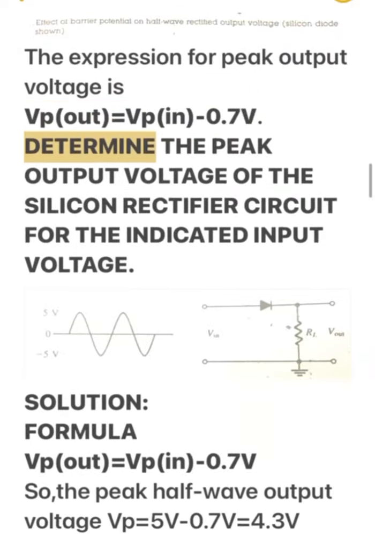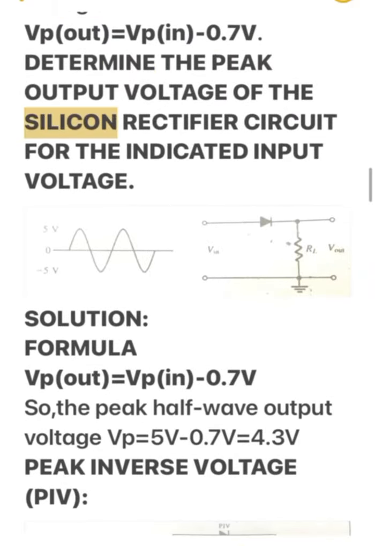Determine the peak output voltage of the silicon rectifier circuit for the indicated input voltage. Solution. Formula: VP(out) equals VP(in) minus 0.7 V. So the peak half-wave output voltage VP equals 5 V minus 0.7 V, which equals 4.3 V.